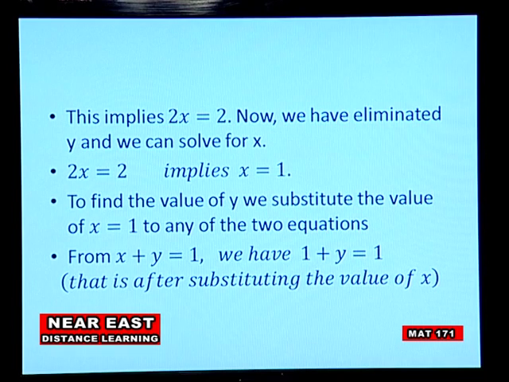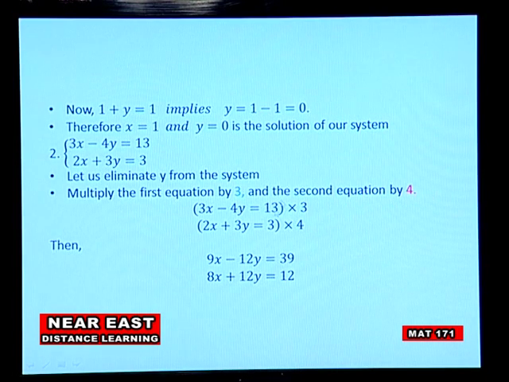You want y. Isolate the variable on this side and the other constants on the other side. You have 1 plus y equal to 1. Take 1 to this side, you will have y equal to 1 minus 1, which is 0. So now you have y equal to 0 and x equal to 1. These are the solution of your system. X equal to 1, y equal to 0.